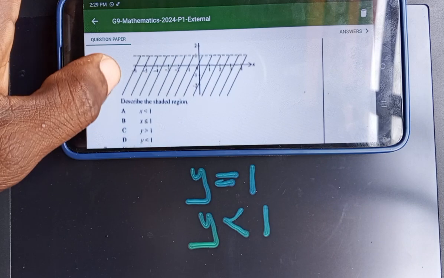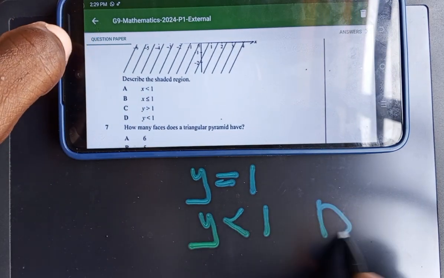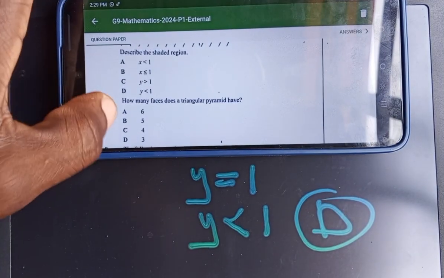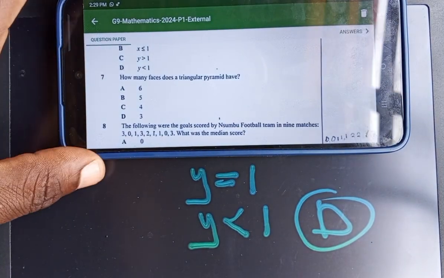That is the answer. Let's check the multiple choice. The answer there is D. Okay. Next, let's move to number 7.